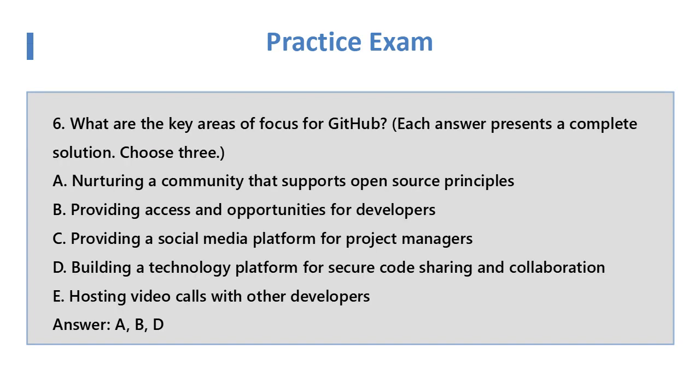6. What are the key areas of focus for GitHub? Each answer presents a complete solution. Choose 3. A. Nurturing a community that supports open source principles. B. Providing access and opportunities for developers. C. Providing a social media platform for project managers. D. Building a technology platform for secure code sharing and collaboration. E. Hosting video calls with other developers. Answer: A, B, D.